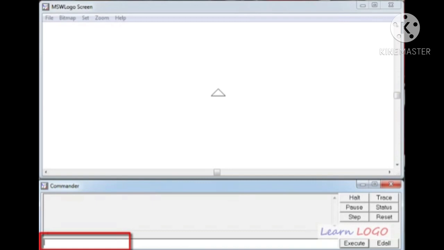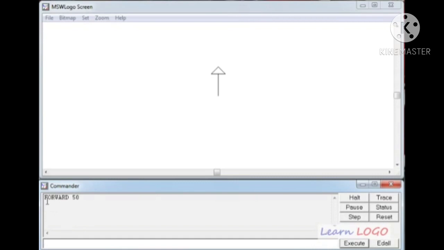Okay, look here. This is the commander window. The first instruction is forward. The forward instruction is used to move the turtle forward. So, type there forward 50. That means the turtle moves 50 steps. So, execute it. Look here. The turtle moves 50 steps.